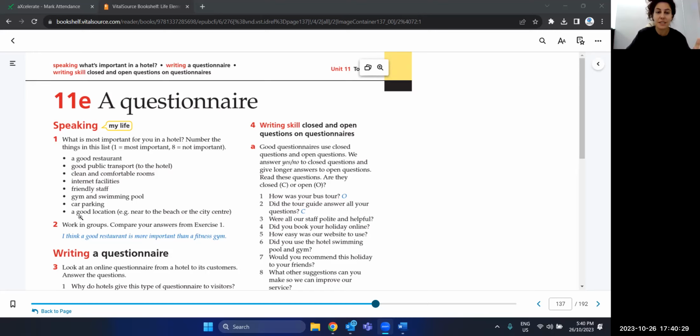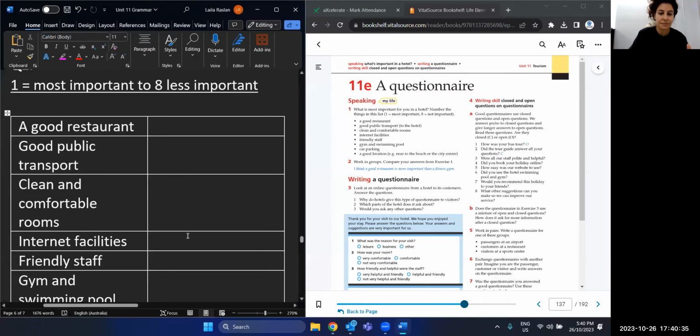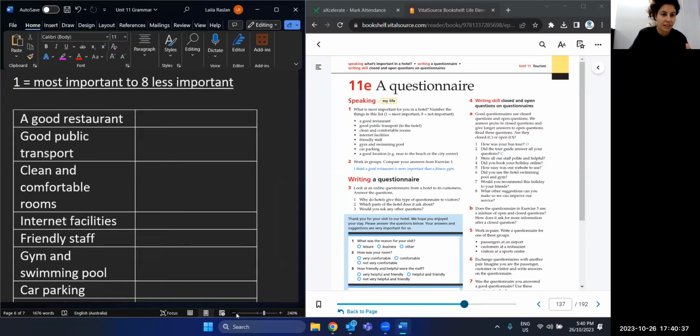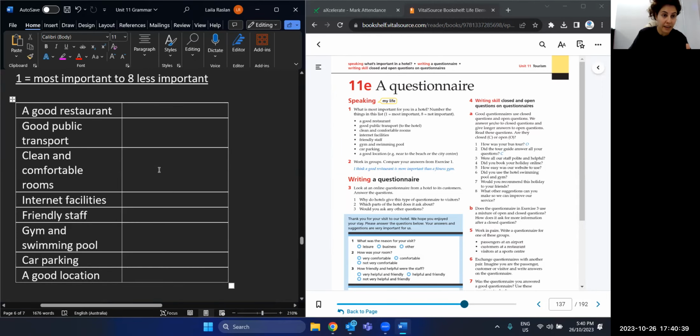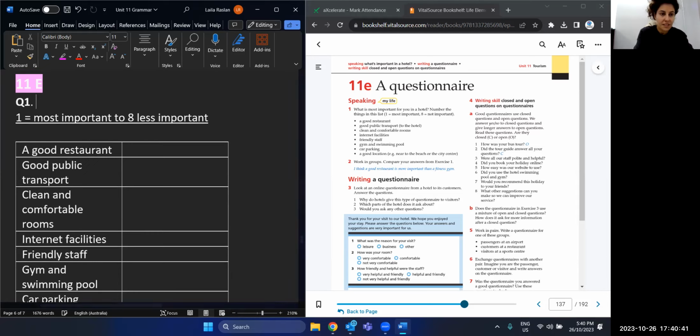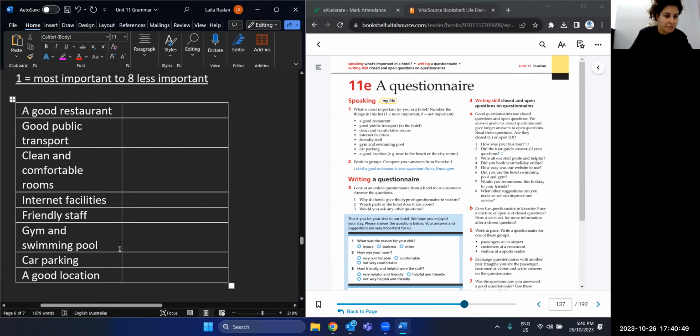So put these numbers from 1 to 8. For you, what is most important? So for a hotel, for example, for me, the rooms need to be clean. That's my number 1.